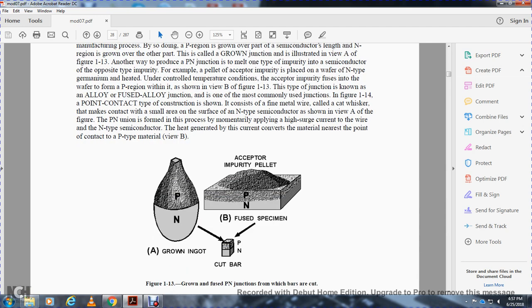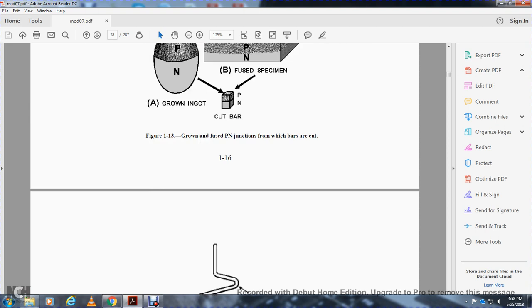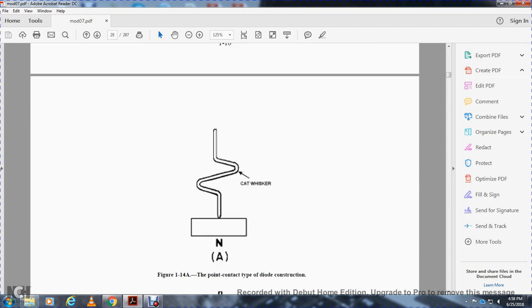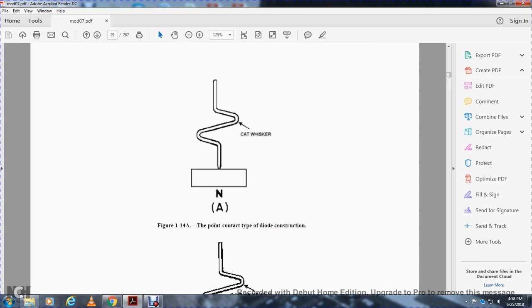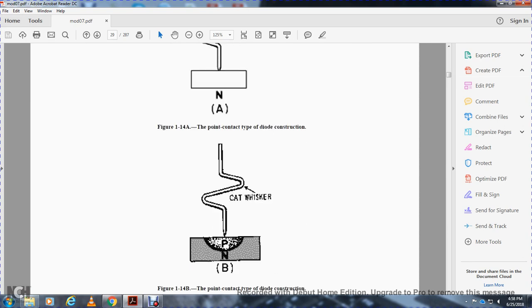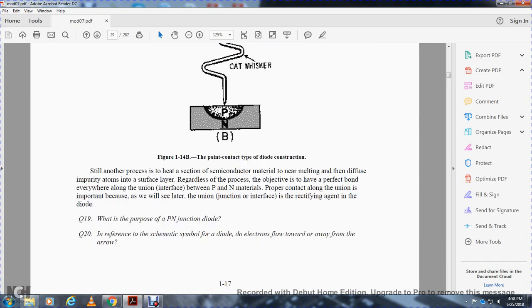Alright, figure 113 shows the grown and fused positive-negative junction, where the bars are cut. Here you have the grown positive and negative material cut into bars, and then the acceptor impurity pellet fused into the specimens. Figure 114 shows the point of contact diode construction, with the cat whisker on negative material. The process heats the section of semiconductor to near melting to diffuse the impurity atoms into the surface layer, regardless of the process.